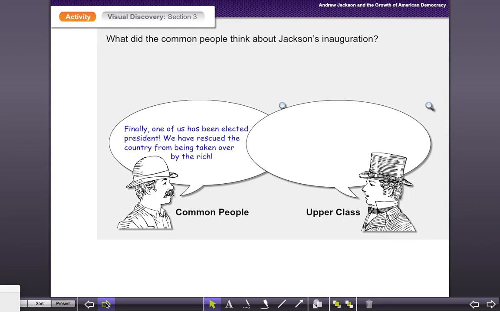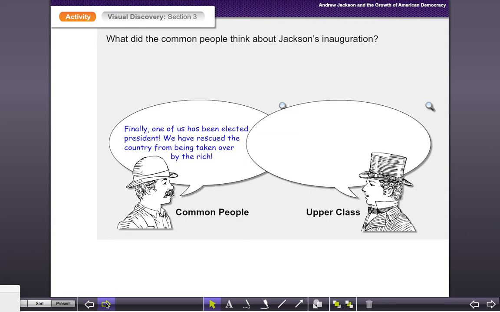Common person, if you were to be interviewed by somebody, he might have said something like this: finally, one of us has been elected president. We have rescued the country from being taken over by the rich. So there was that sense of jubilee, that sense of victory for the common people, and that was a sentiment that was felt by a lot of the common folks during this time period.